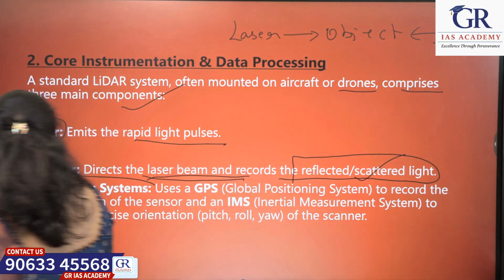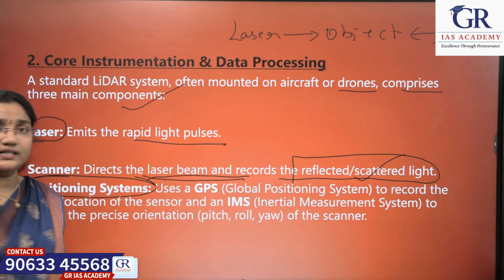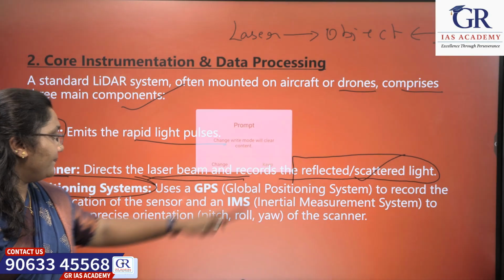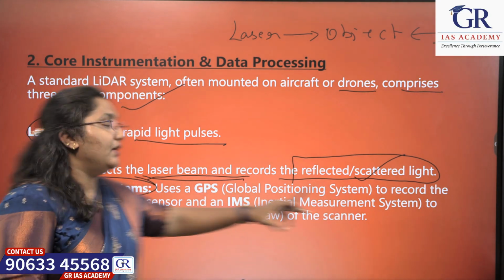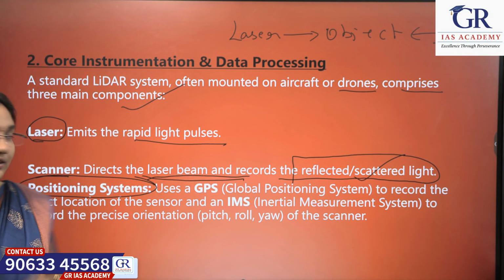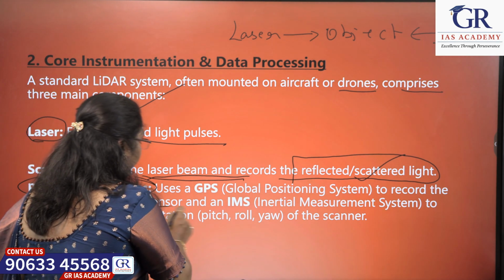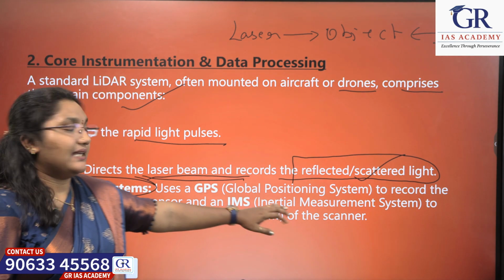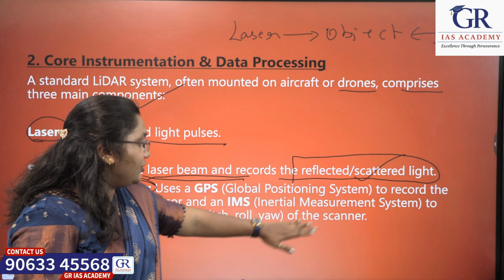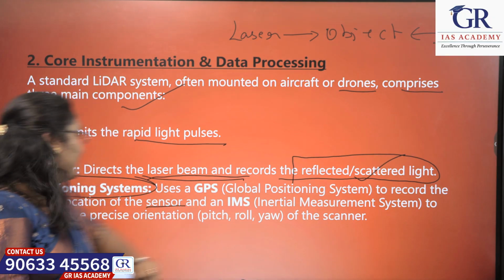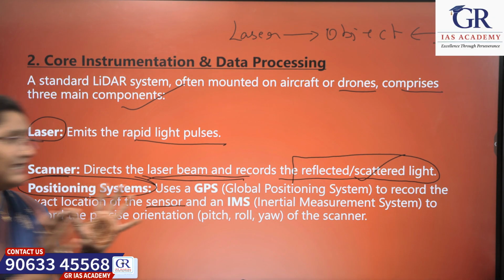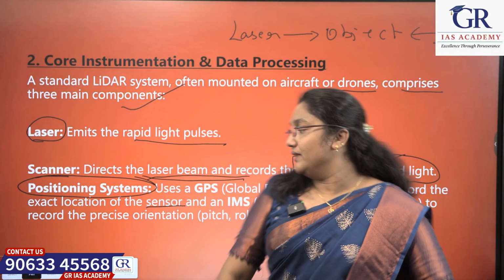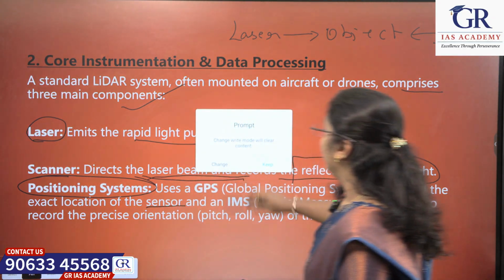Then the positioning systems. The positioning systems use GPS, the Global Positioning System, to record the exact location of the sensor, and then the IMU, the inertial measurement unit, to record the precise orientation of the scanner.